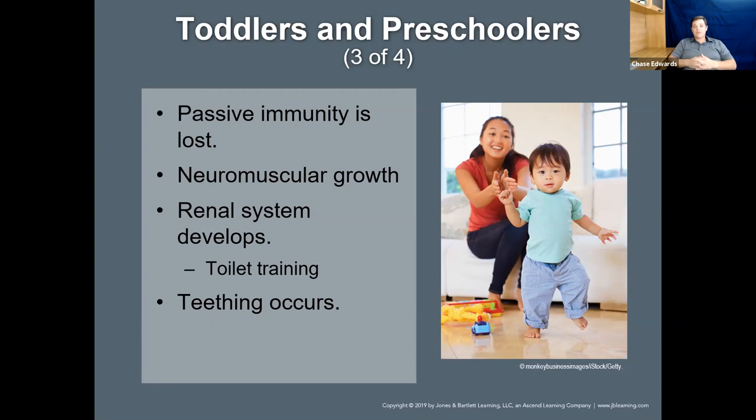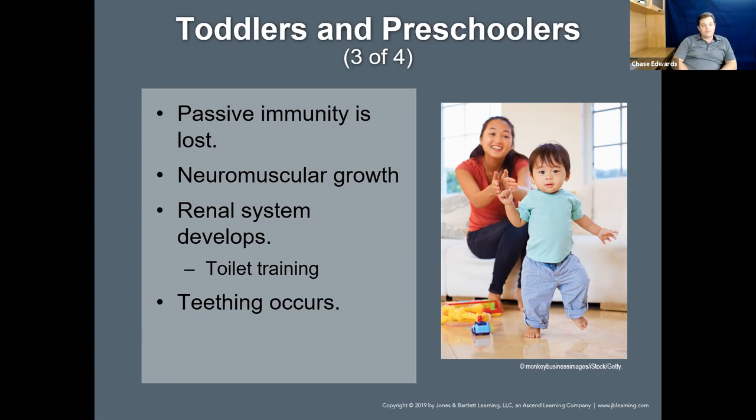Neuromuscular growth also makes considerable progress at this age. And toddlers and preschoolers spend a great deal of time finding out exactly how to use their nervous system and muscles by walking, running, jumping, and playing. By the end of this stage, though, preschoolers will have a brain that weighs 90% of its final adult weight. So that's pretty wild. It means that your brain is only going to grow 10% more. Which makes perfect sense, because I still know adults that are at that 90 percent still. It just hasn't kicked in yet.